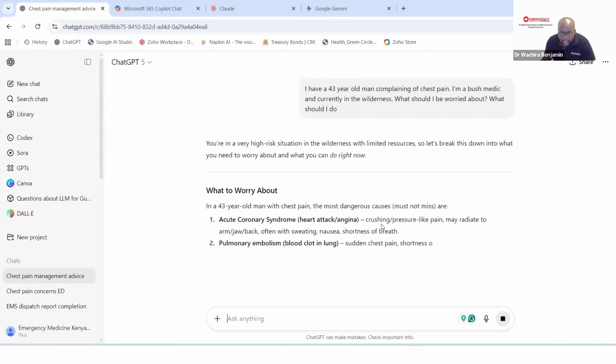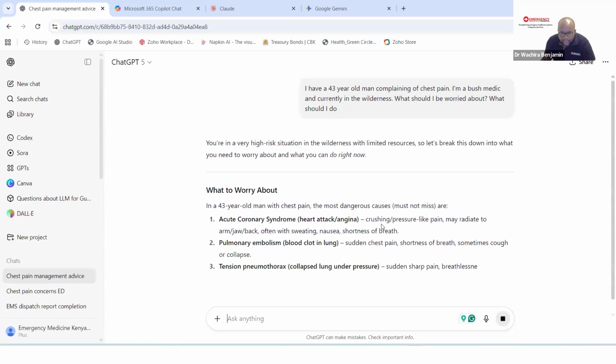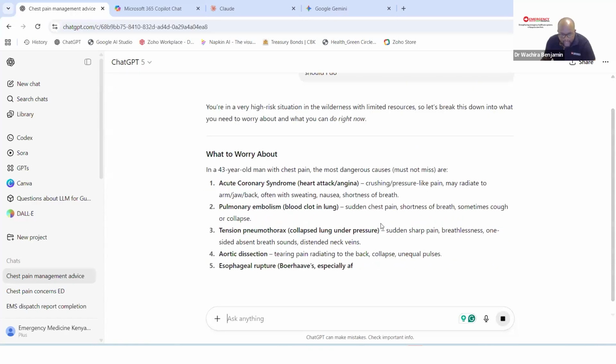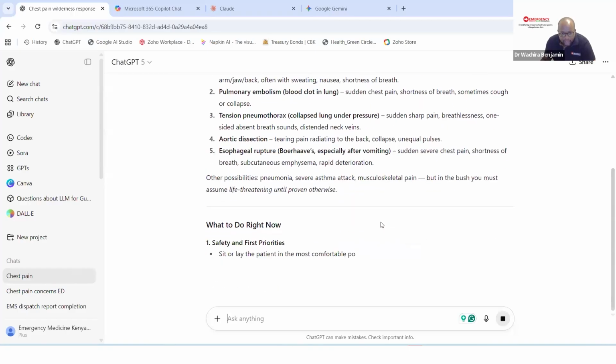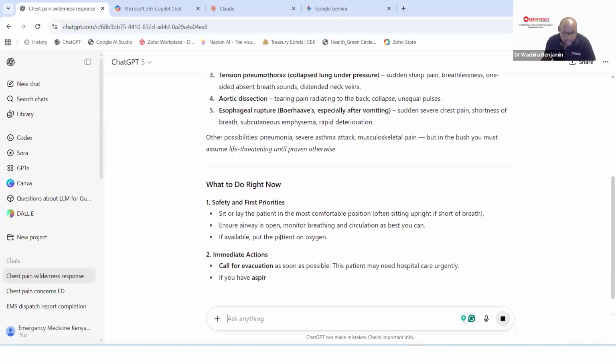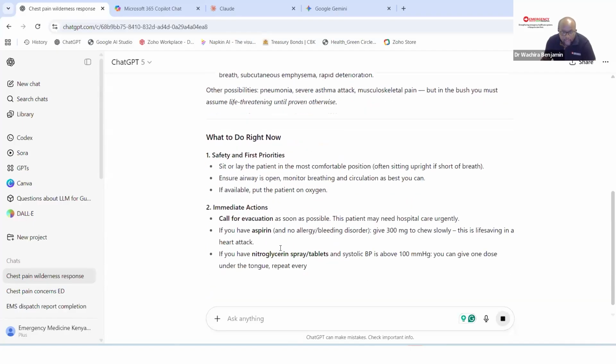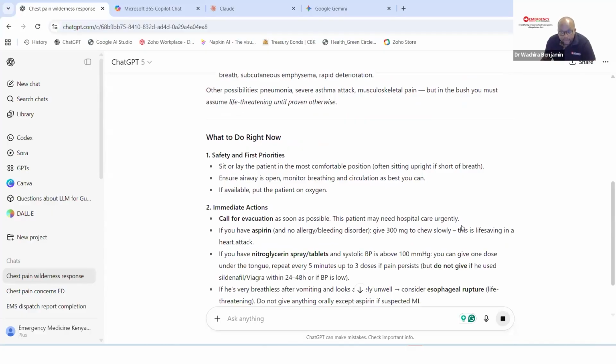So it still gives you the different diagnoses and what you need to worry about. Okay, what can you do right now? Sit or leave the patient in a comfortable position, ensure the airway is open, put your patient on oxygen, call for evacuation as soon as possible. This may need urgent hospital care.